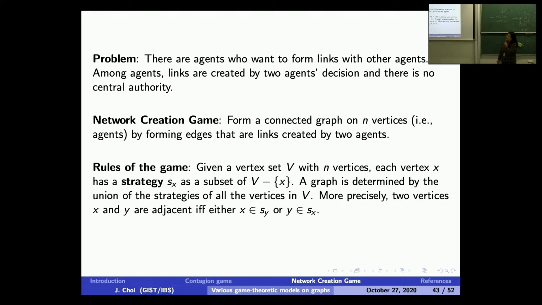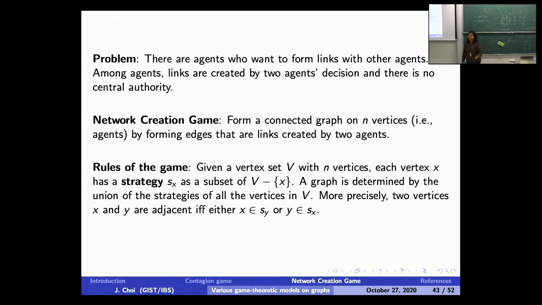So the second aspect of today's game theory topic is a bit different. There are agents who want to form links, so we have some vertices, like independent sets. And vertices want to form links with other vertices. Links are created by two vertices' decision. In fact, in this case, just one vertex's decision. I want to connect with you, then it is connected. But in that case, I must pay for buying this edge, and the other party will have this edge for free. This situation is called unilateral. I mean, you can just decide whatever you want.